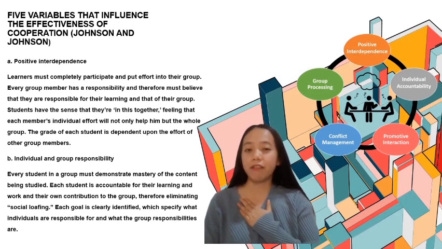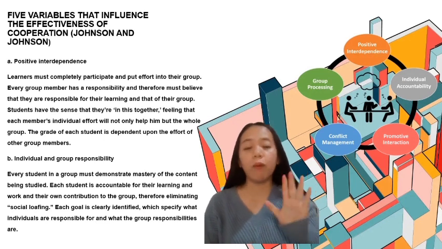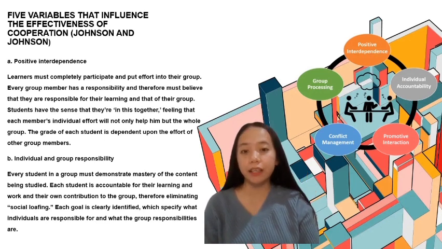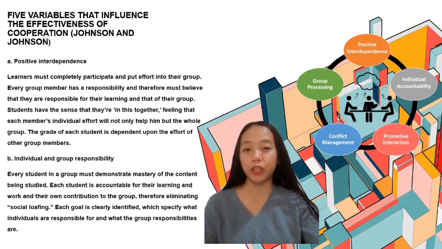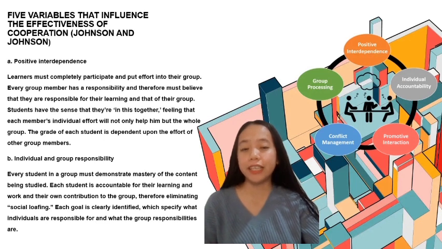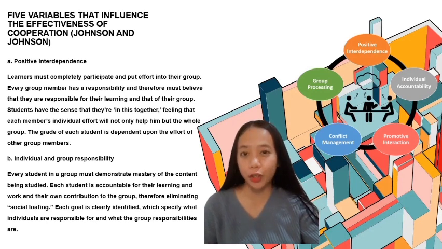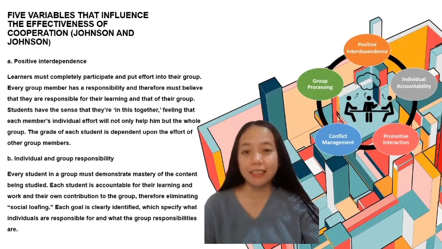I am Rhea Velasco and I will be discussing the 5 variables that influence the effectiveness of cooperation by Johnson and Johnson. To be cooperative and reach the full potential of the group, 5 essential elements need to be carefully structured into the situation. First is positive interdependence.